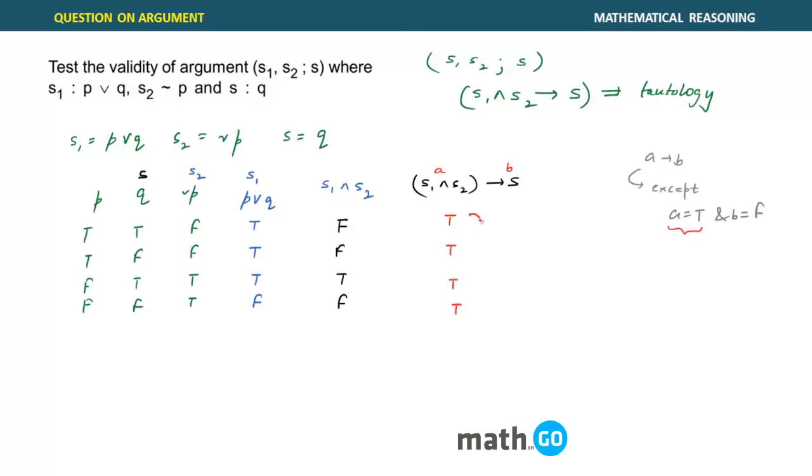What you are getting here is a tautology. Can you see? That implies it's a valid argument. That is how you solve argument problems. It is a valid argument. That's it. Question over. I hope the concept in the question that I have taught is clear to you.